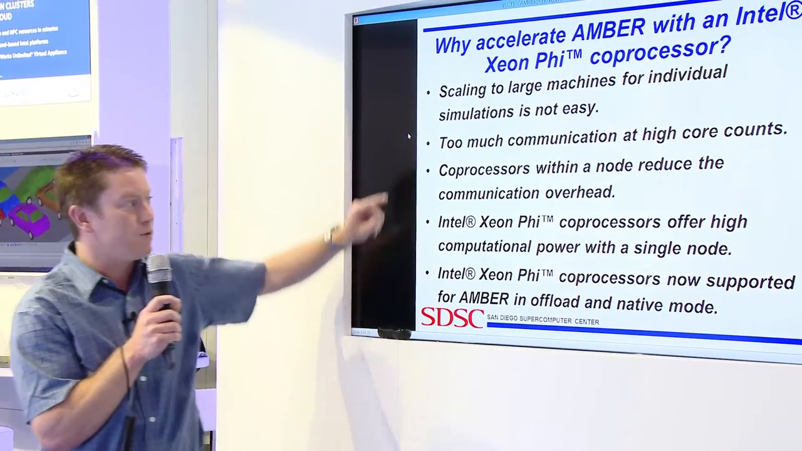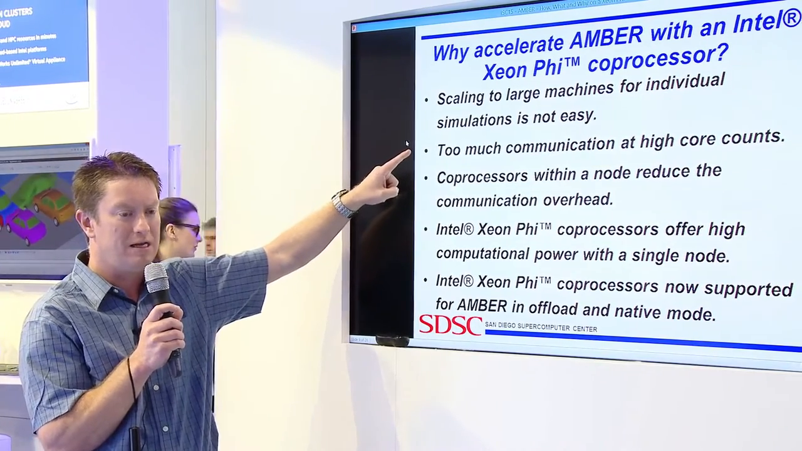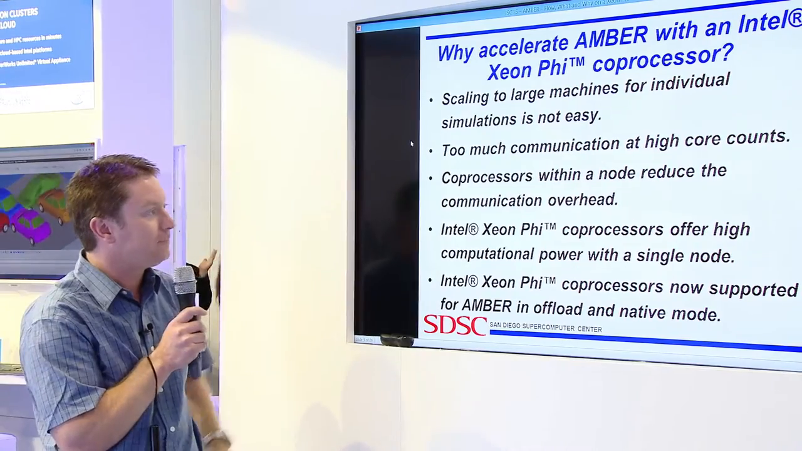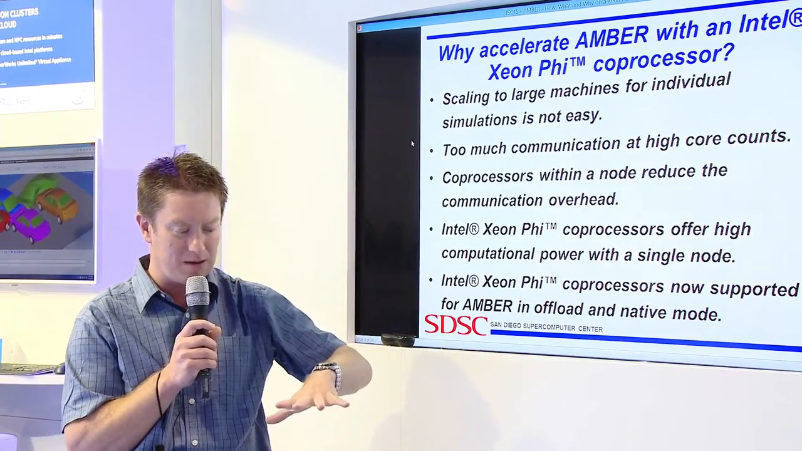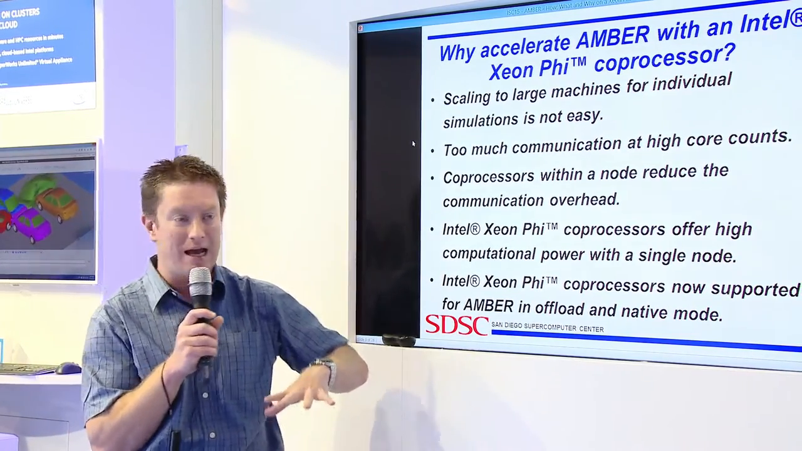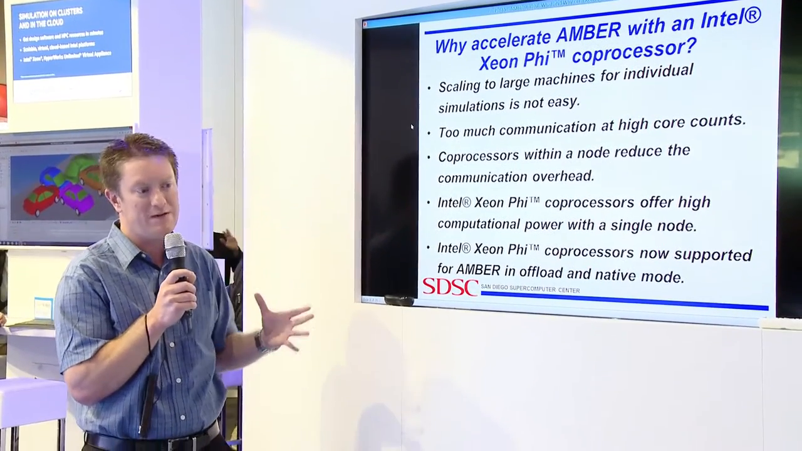But in some ways, we're beginning to get constrained at high core counts by communication. The interconnect is just not keeping up with the compute speed. By adding coprocessors to nodes, we reduce that latency, and that allows us to get better performance within an individual node.